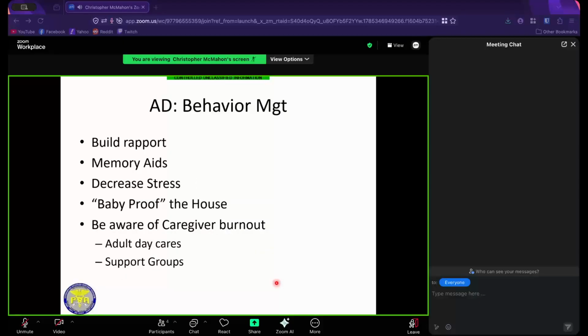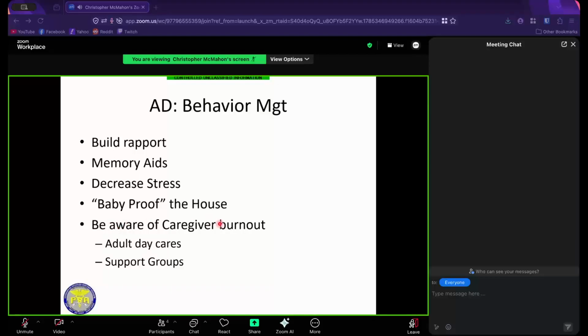All right, behavioral management: build rapport with these people, lots of memory aids, decrease the amount of stress they're going through because that can worsen some of the symptoms. I say baby-proof the house. I'm probably going to change that language to something less offensive. But the idea is a home health survey. Has anyone ever heard of that before? We all know what a PHA is, right? Or have done one. It's like a PHA, but for elderly folks, and you actually go to the house and say, hey, you're going to trip over this rug, or this, and this. PT can sometimes be involved with that too, but a home health survey is really good for people.